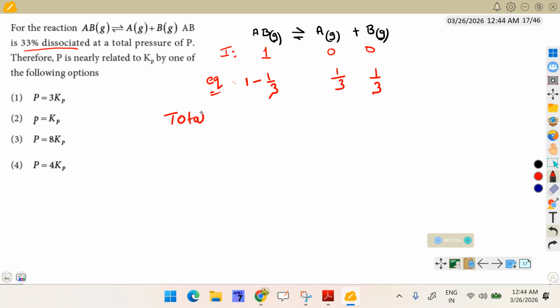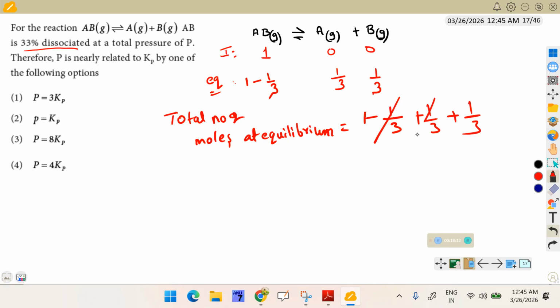Total number of moles at equilibrium is equal to 1 minus 1 by 3 plus 1 by 3 plus 1 by 3. Minus 1 by 3 plus 1 by 3 cancel. 1 plus 1 by 3, that is equal to 4 by 3. Kp is equal to the partial pressure of A into partial pressure of B by partial pressure of AB.